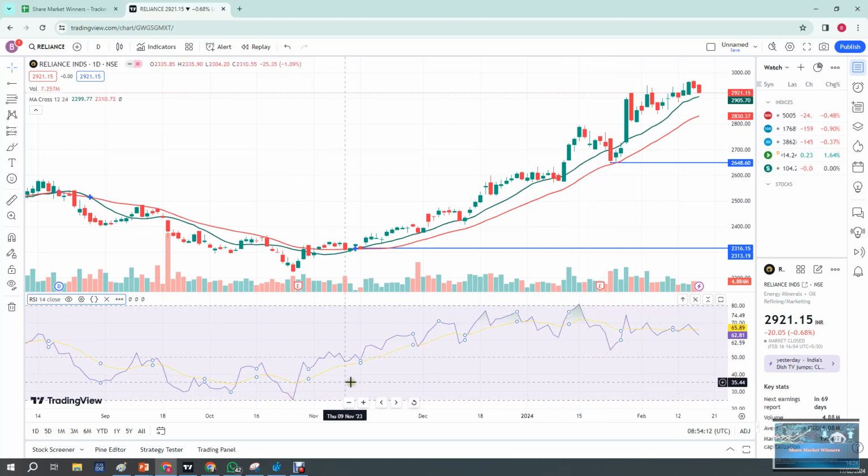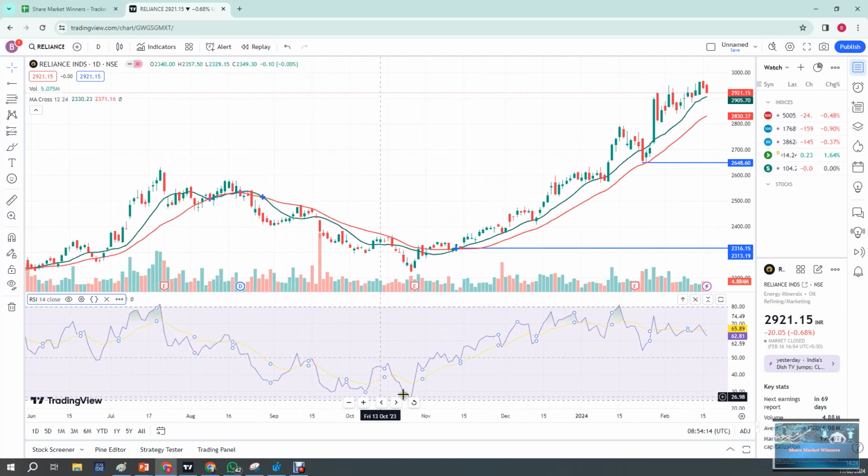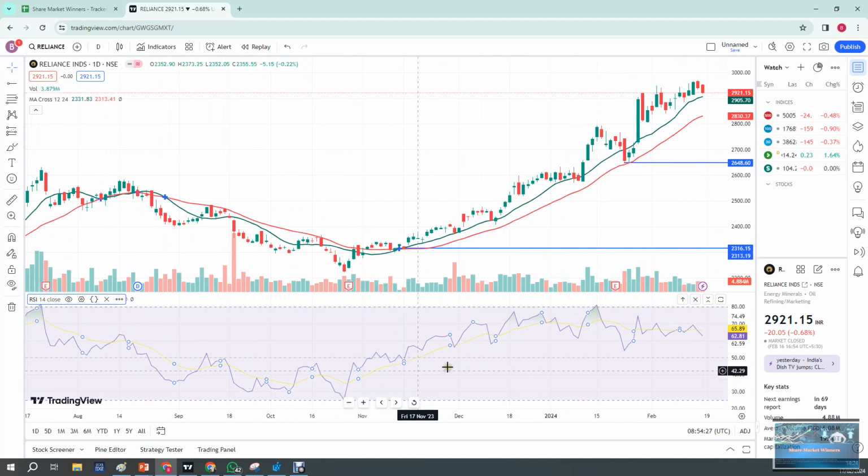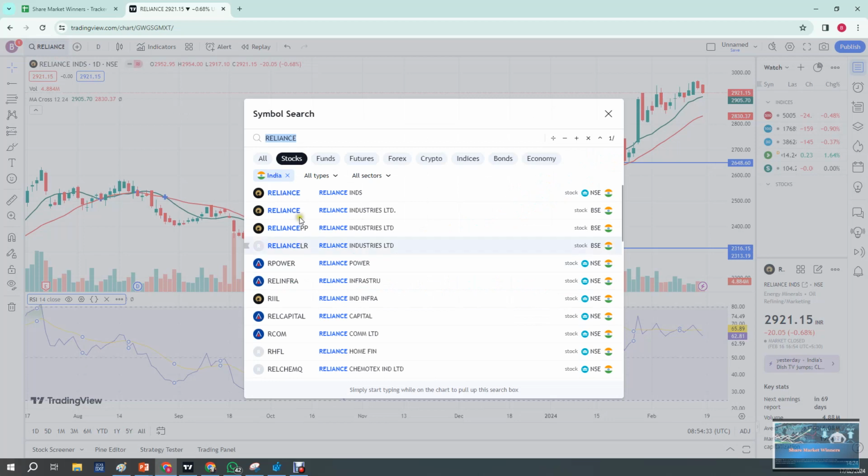So this can also be used as a confirmation for you to make a buy call and exit at the point when it reaches the overbought zone. So that's how you will use these two indicators in combination to check whether to hold that particular stock or not. Okay, let's take an example of any stock which we are currently holding.